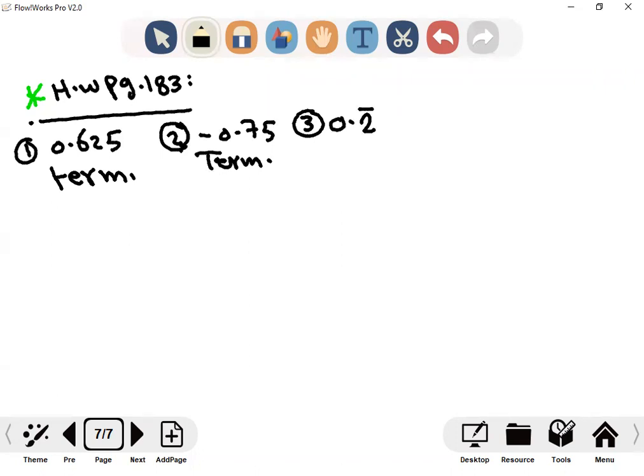0.2, and the 2 is repeated, right? So it is what? Non-terminating, or we can say repeating.